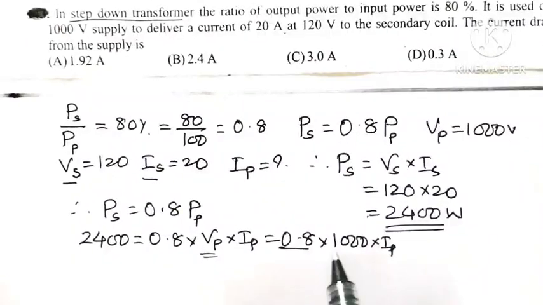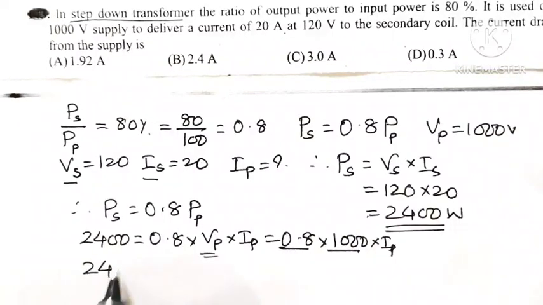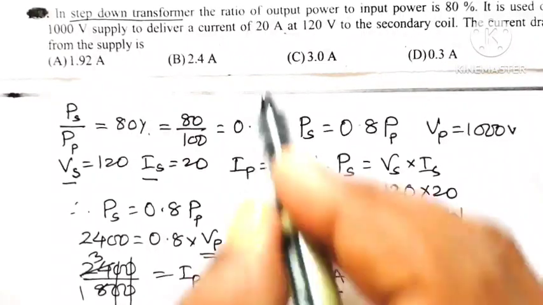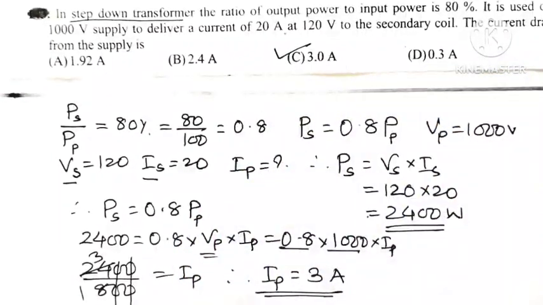So, 0.8 into 1000, it is 800. That 800 is taken in denominator. So, 2400 divided by 800 is equal to current in primary. So, these zeros get cancelled. 8 ones are 8, 8 threes are 24. So, current in primary is equal to 3 ampere. So, option C is the correct option for this question.